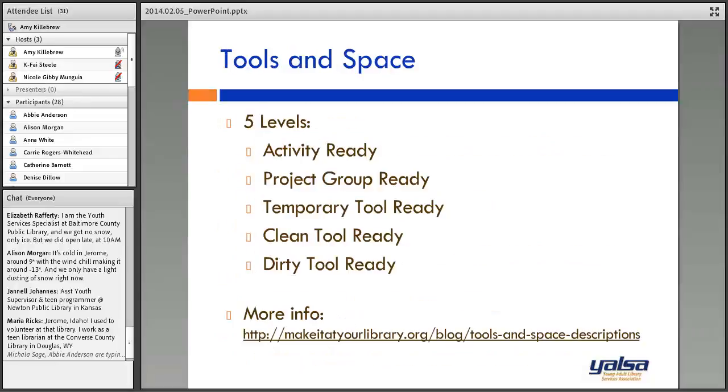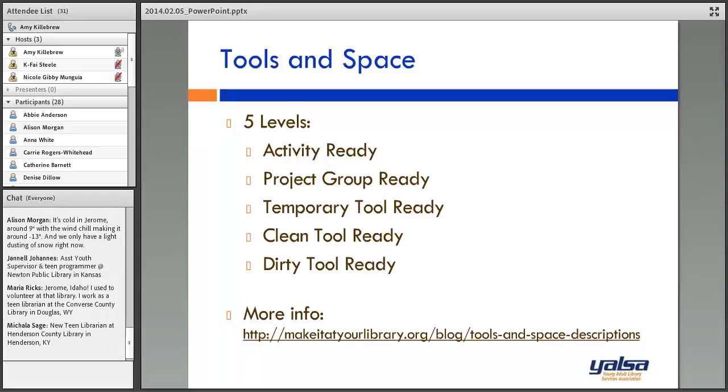So there are essentially 5 levels: activity ready, project group ready, temporary tool ready, clean tool ready, and dirty tool ready. I'm going to go through and describe what each of these means. And I find that this is a fairly useful exercise for librarians to think about, where your library is, what you're currently prepared to do, and then where you might want to see yourself in the future.